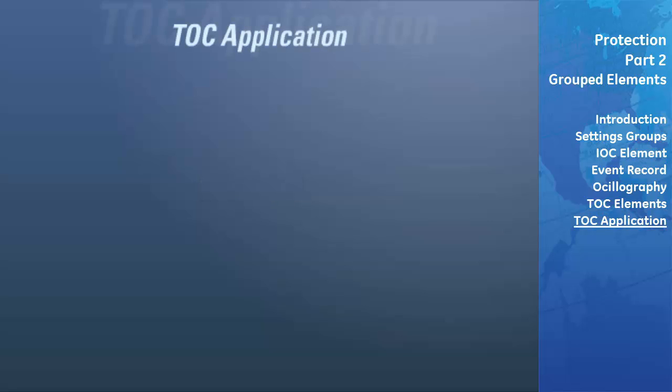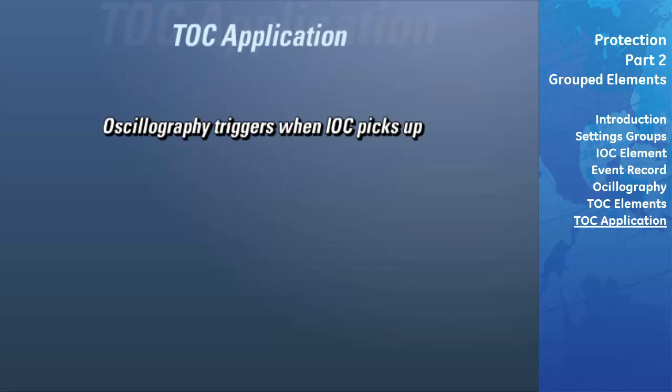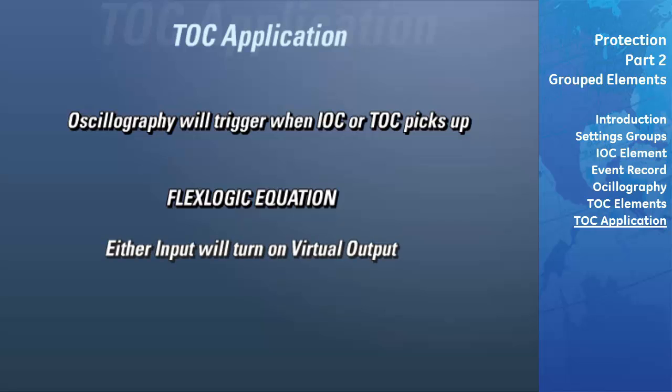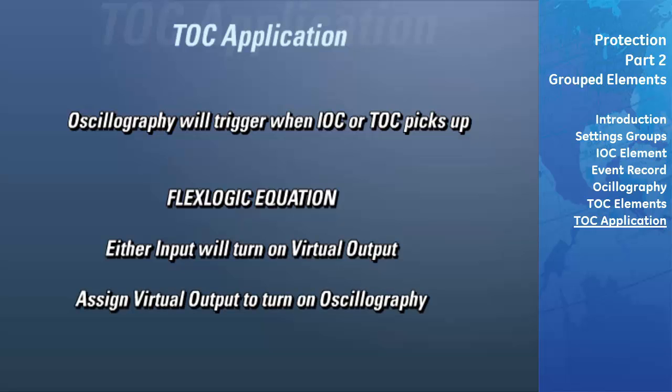Previously, we configured the oscillography to trigger whenever the IOC element picked up. Now, we want to trigger an oscillography when either the IOC element or the TOC element picks up. In order to do this, we need to create a flex logic equation so that either one of these two inputs will turn on a virtual output, and then assign that virtual output to trigger the oscillography.